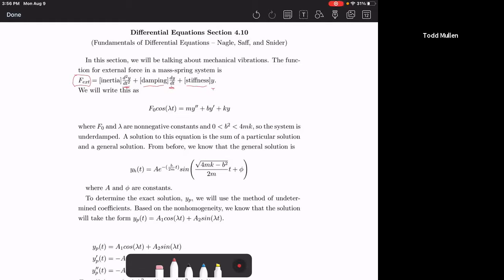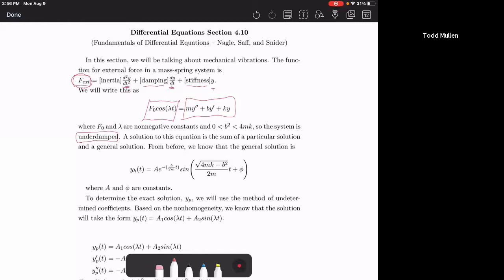Now, for reasons that will become clear later, we will write this as F naught times cos of lambda t. So we're breaking up this external force into a product of F naught times cos of something, equal to m y double prime plus b y prime plus ky, where F naught and lambda are non-negative constants, and b squared lies somewhere in between 0 and 4mk. And so that means this system is underdamped.